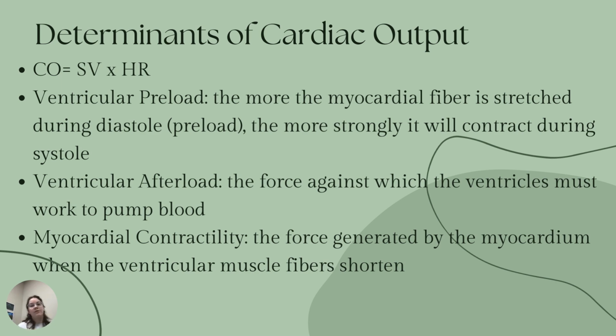Ventricular afterload is the force against which the ventricles must work to pump blood. This is determined by the volume or viscosity of the ejected blood, peripheral vascular resistance, and the total area of vascular space that the blood is being ejected into. And then myocardial contractility is the force generated by the myocardium when the ventricular muscle fibers shorten. So when contractility increases or decreases, your cardiac output is going to do the same. So if it's contracting more, then you're going to have a better cardiac output. And if it's contracting less, then you're going to have a lesser cardiac output.